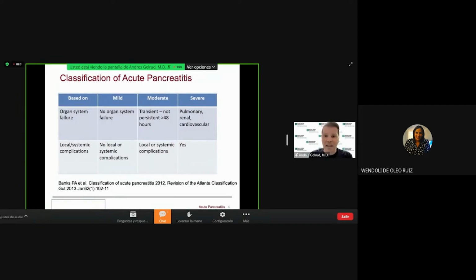Pancreatitis may be mild, moderate, or severe, and this is defined by how transient or how persistent organ failure is. If the patient comes in with no organ failure, no local or systemic complications, that's mild. And the good news is that between mild and moderate, we're talking about 90% of the patients. A moderate case is a patient that may have transient, again, less than 48 hours, pulmonary problems, renal problems, hypotension, etc. And severe is the patients that come in with bad pancreatitis and they have organ failure. And we're talking about pulmonary, renal, or cardiovascular because those are the ones that we tend to see the most.